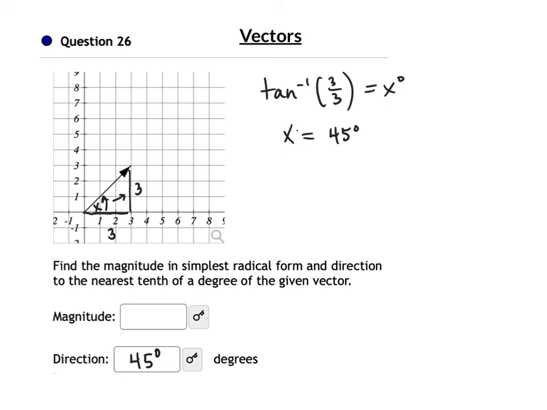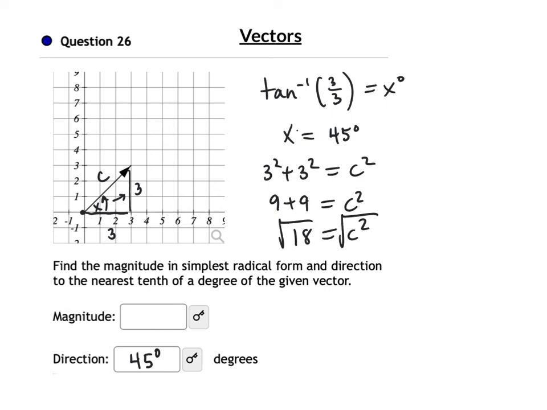The magnitude would be the length of that. The Pythagorean theorem we can use here, or the distance formula using the origin as one of the points. A squared plus b squared equals c squared is 3 squared plus 3 squared equals c squared, or 9 plus 9 equals c squared, which is 18 is c squared. We'll square root both sides. It doesn't ask for it in simplest radical form. It says to the nearest tenth. So the square root of 18 is about 4.24. So to the tenth, that would be 4.2. That's the length of that vector.